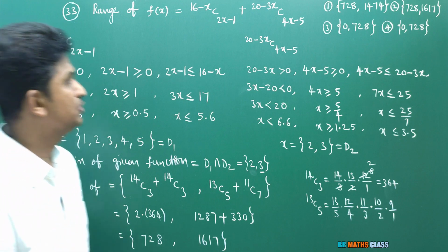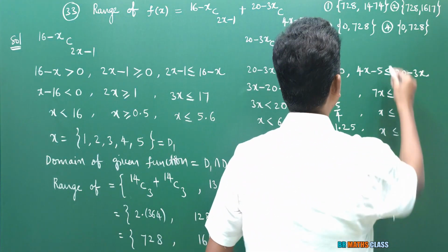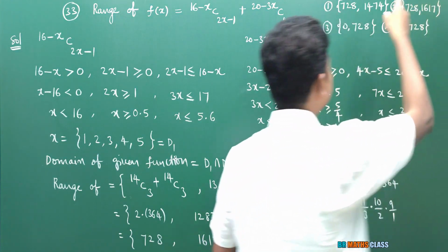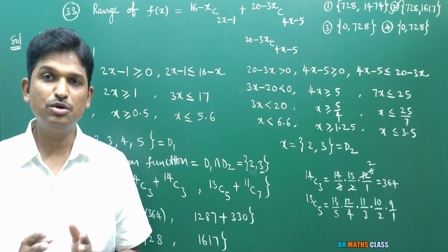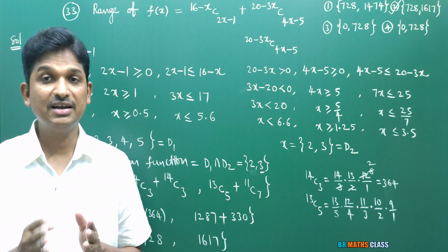So if you observe the options, 728, 1617, the second option is the right option. I am saying again, these problems are easy only, but these things take time.